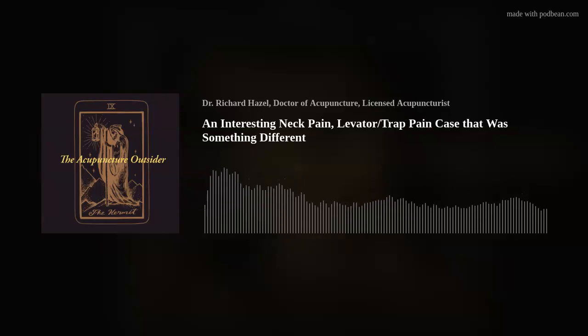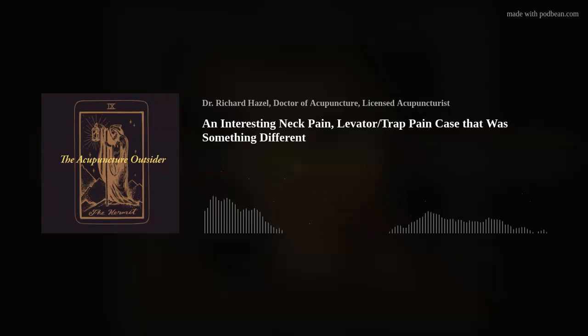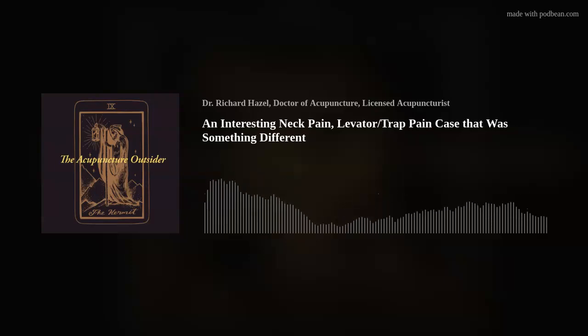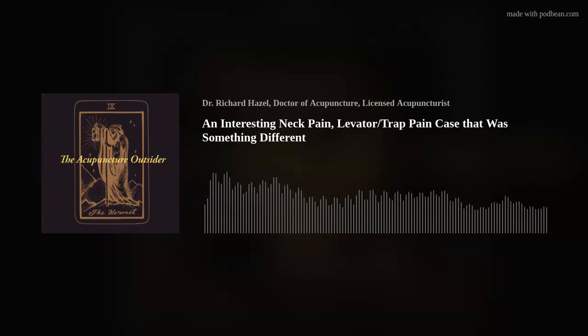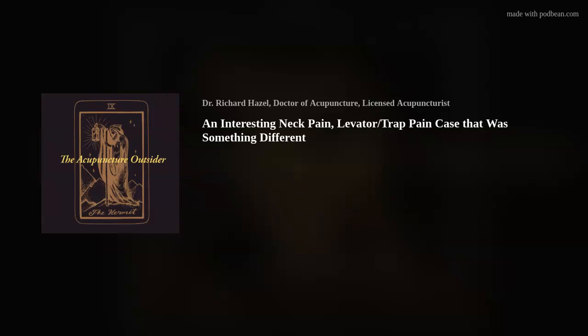Because levator is not an upward rotator, it's a downward rotator. So why would the levator engage when she raised her arm? Does not make sense. So she raises her arm and then she feels it in her neck. And I'm like, okay, that is crazy. But that's when I started to say, okay, let's check out the scalenes.